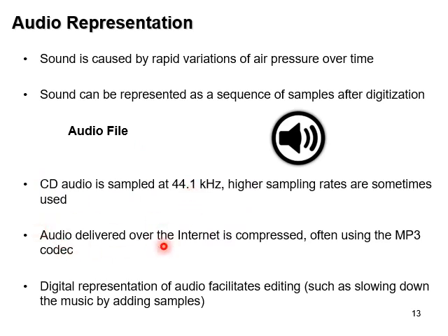And then audio, when it's delivered over the internet, is normally compressed, and it often uses the MP3 codec. As I mentioned, MP3 is one way of lossy compression. You lose some information when you store something in MP3. The main advantage of representing audio in digital form is that it facilitates editing, such as slowing down the music by adding samples. For example, if you have an audio file you would like to make slower, you can do that by inserting samples in between the actual samples that exist, and that will make the sound slower.